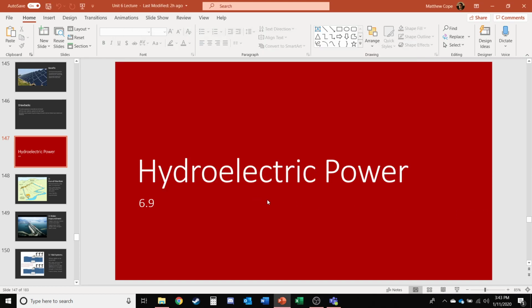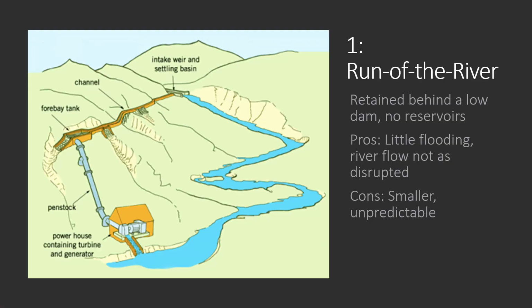Welcome back. This is going to be for AP Environmental Science, Unit 6. This is Section 9, all about hydroelectric power. We're going to look at the renewable resource of hydroelectric power and its many forms and sources.